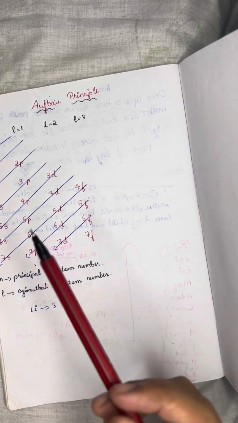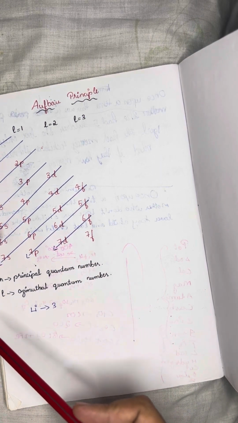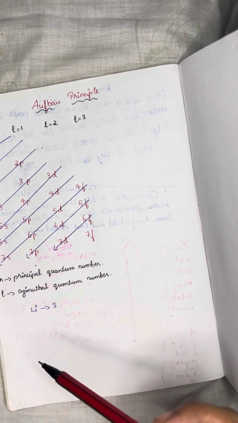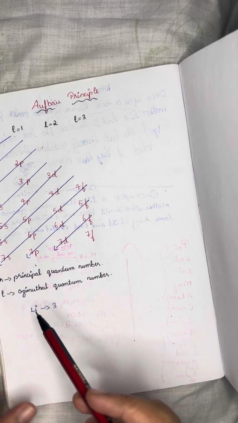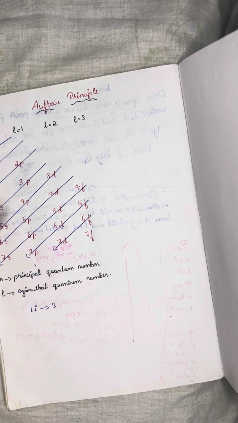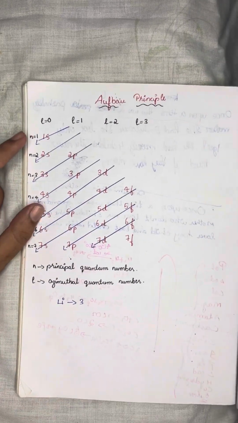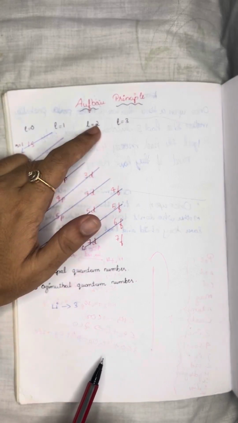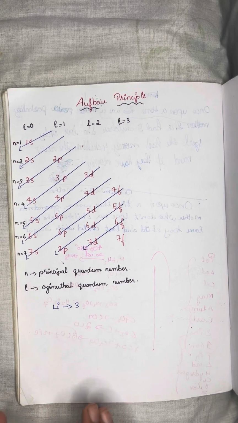See here the various terms: n is the principal quantum number, and l is the azimuthal quantum number. Here n indicates the shell in which the electron is present, and l is the azimuthal quantum number. You have different values for l. For example, l is equal to 0 represents the s orbital: for s, l is equal to 0, for p, l is equal to 1, for d, l is equal to 2, and for f, l is equal to 3. So you need to know the different terms of quantum mechanics.